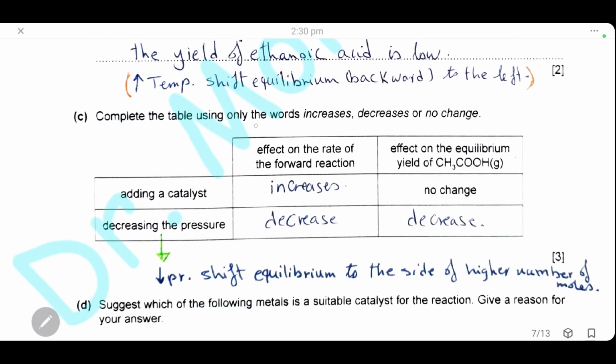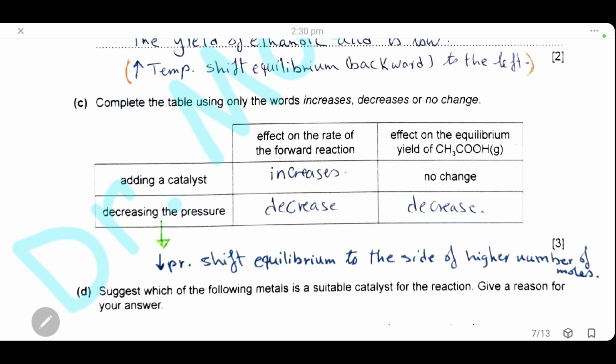Complete the table using the words increase, decrease or no change. We have to write the effect of catalyst on the rate of the forward reaction. Of course, catalyst will increase the rate of the forward reaction, but the effect on the yield of ethanoic acid: catalyst has no effect on the yield.